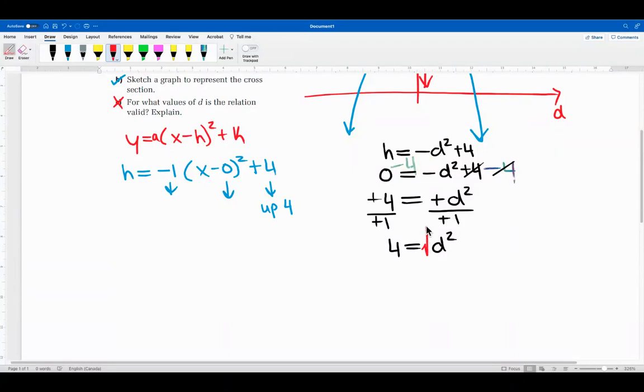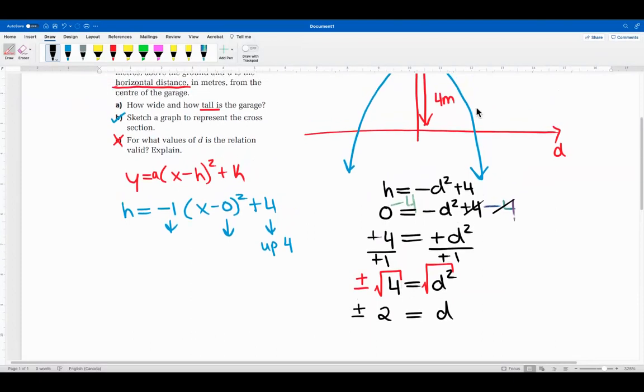We can now square root both sides. One thing I want to remind you of is that when you square root, you end up with plus minus. So we should have d equal to plus minus the square root of 4, which is just 2. So it looks like one x-intercept is 2, and the other one is -2. And if that's the case, the distance between them is 4 meters.